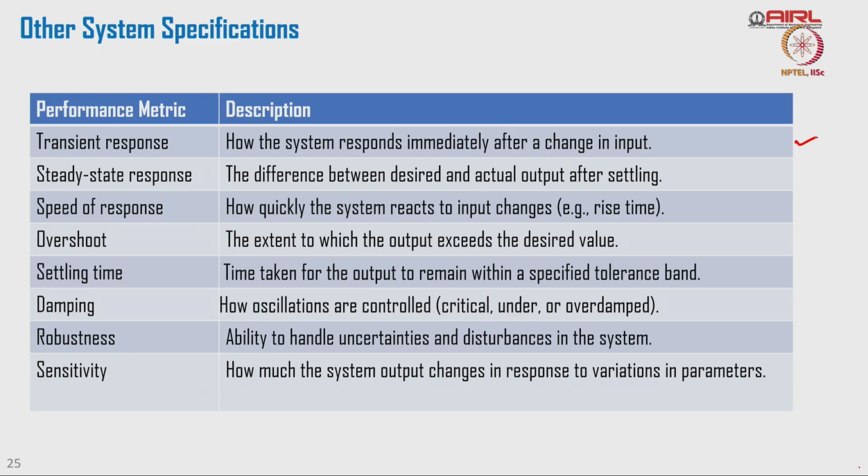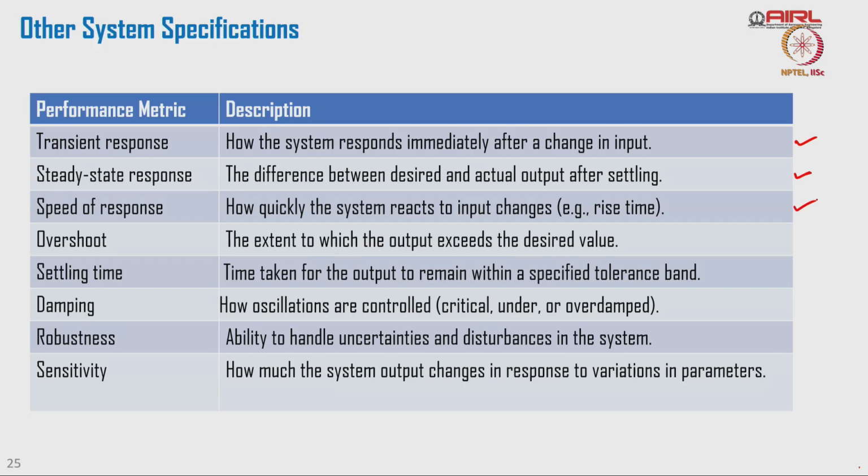Okay. There is something called steady state response, the difference between desired and actual output after the system settles down for a long time. So, immediately after getting one input, the response which the system gives is called transient response, and when the system is exposed to the input for quite a bit of time and then it settles down to the input, then it gives steady state. Okay. Speed of response, how quickly the system reacts to the change in inputs.